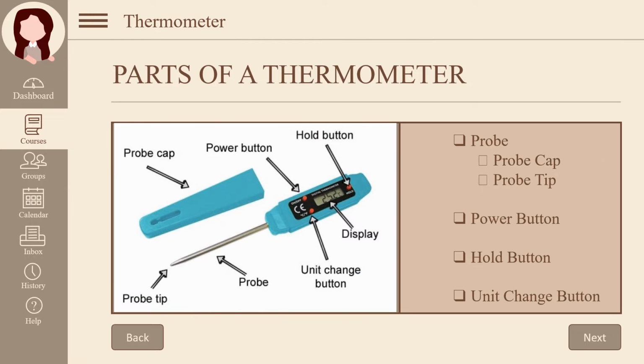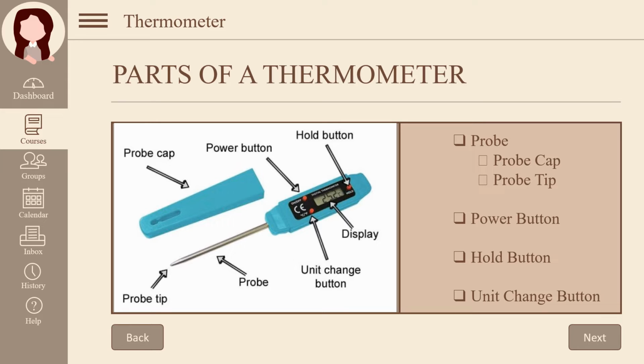A digital thermometer is made up of several components, including the probe cup, probe tip, probe, power button, hold button, unit change button, and screen display. First is the probe. The probe of the thermometer is usually long and thin, with a pointed tip that allows it to penetrate into the center of certain surfaces.